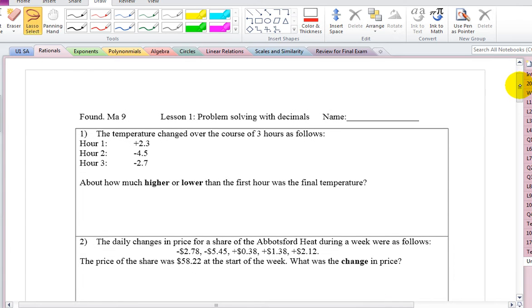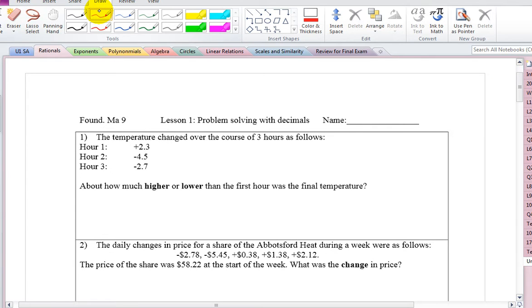and do some word problems with them. So here we have the temperature change over 3 hours. Okay, but how much higher or lower than the first hour was the final temperature? Okay. So we don't know what the temperature was, we just want to know what the total change was. So we need to add them up. 2.3 plus negative 4.5 plus negative 2.7. Okay. I don't mind if you use your calculator for that. Go ahead.